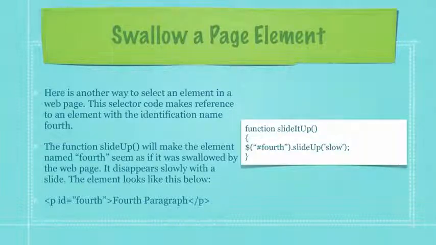The function slide up will make the element named fourth seem as if it was swallowed up by the web page. It disappears slowly with a slide, and the actual element you can see here in the third bulleted item in the lower left-hand side of your screen.